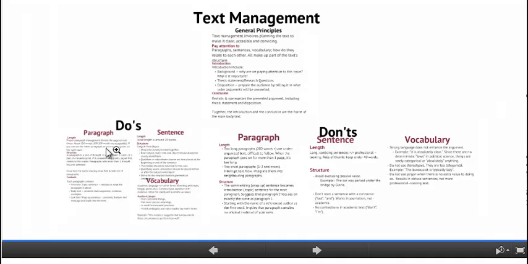This was then a short tutorial on how to manage an academic text. Hope you found that useful.